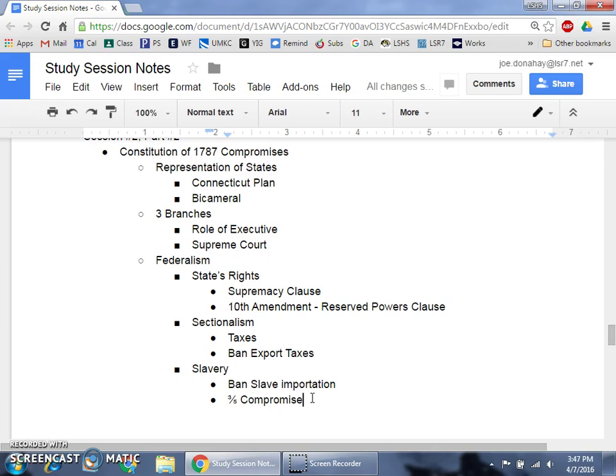With that being a pretty general summary, the three aspects of federalism, states' rights, sectionalism, and slavery, were three areas of federal compromise, and then federalism, the branches of government, and the representation of large and small states, is a good review of the structure and the main compromises found in the 1787 U.S. Constitution.